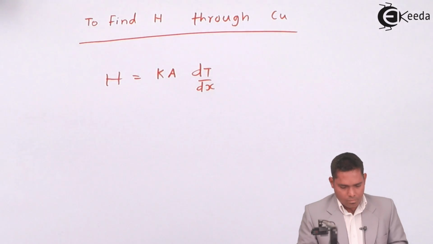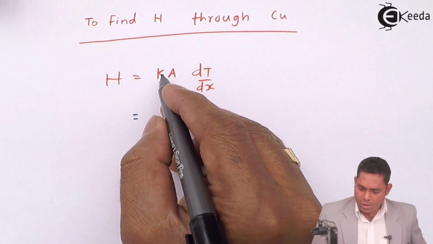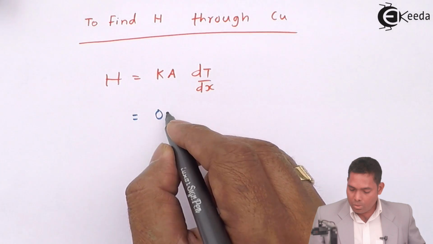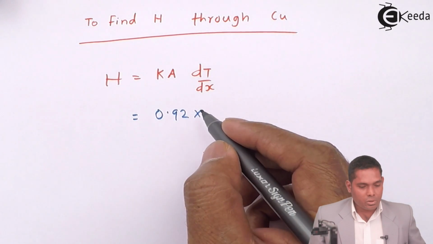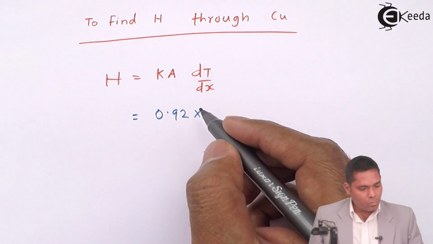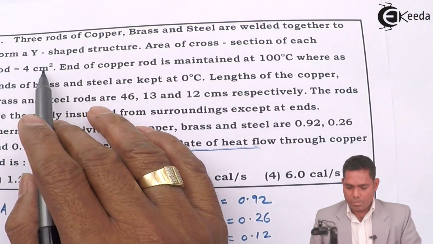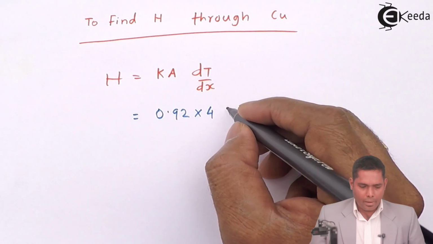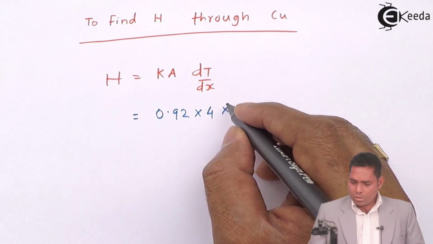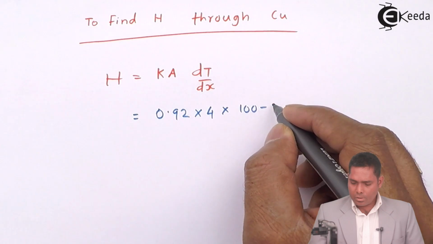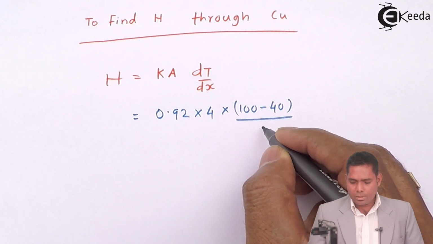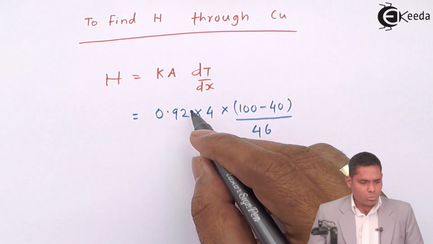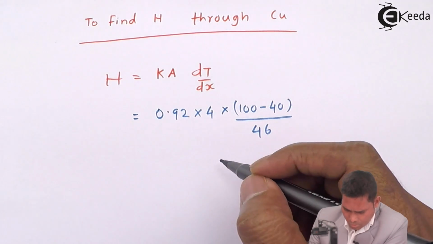Now this is K for copper, I'll write, because I want for copper. And the copper K value is given as 0.92. So this is 0.92 into area of cross section, which is 4 centimeter square. You can see here it's 4 centimeter square. So I'll put 4. I'll keep centimeter square, no problem with that. And dt, the temperature difference, is now 100 minus 40 over dx. The length is 46. This is centimeter, this is centimeter square, this is 0.92. That is also in the same system, so no problem with that.